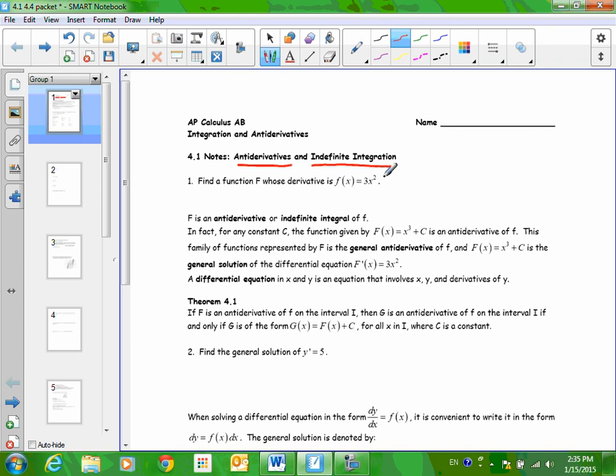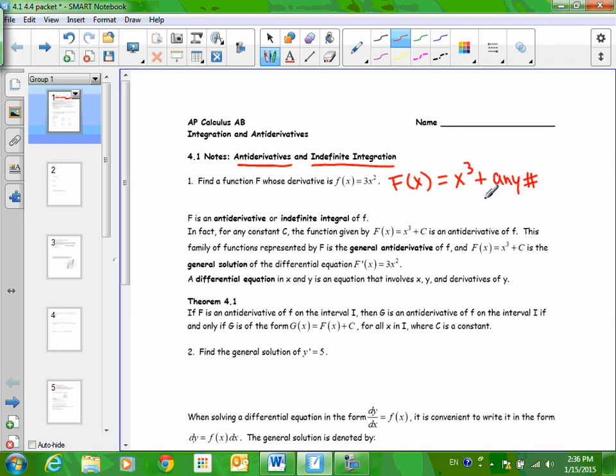Okay, anybody want to share what they got? X cubed. Anybody more creative than that? X cubed plus 3. Yeah. Anybody else? Really, you could say x cubed plus any number.